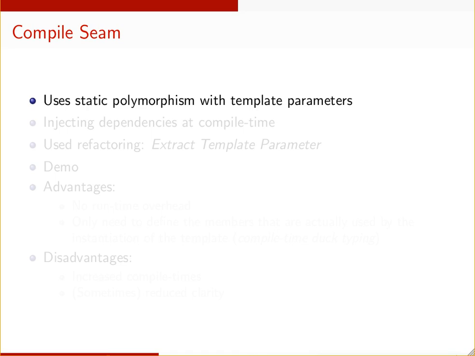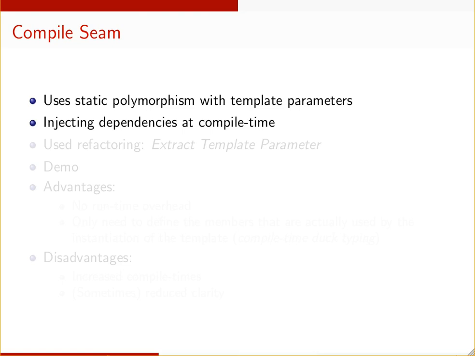So we often advocate to use compile seams instead. Compile seams use static polymorphism with template parameters. Static polymorphism is also often called compile-time polymorphism, or in type theory it is called parametric polymorphism. So we use compile seams to inject dependencies at compile time.